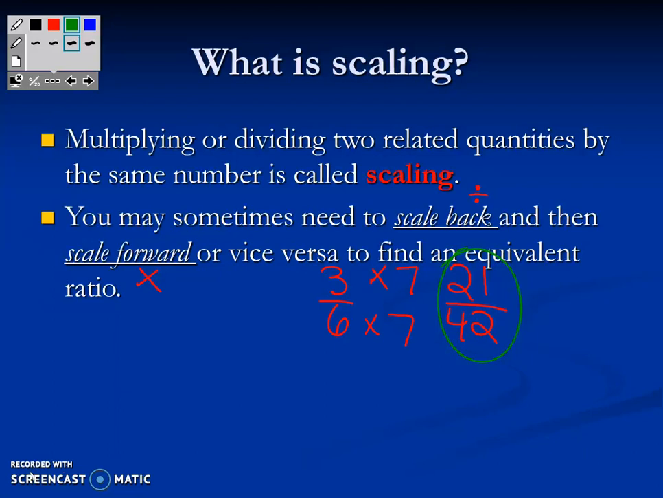Now let's talk about what would happen if I scaled backwards. Well, when we scale backwards, we must divide. So we need to figure out what number goes into 3 and 6, or what are some common factors for 3 and 6. So I can divide both 3 and 6 by 3. So 3 divided by 3 is 1, and 6 divided by 3 is 2. So now I have just scaled backwards, and now I have 1/2. So this is the concept of scaling.